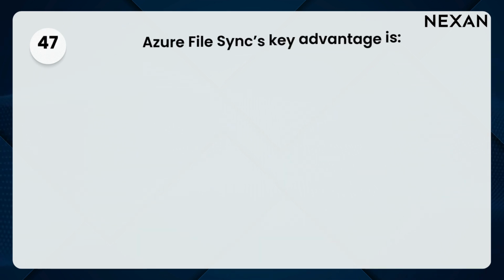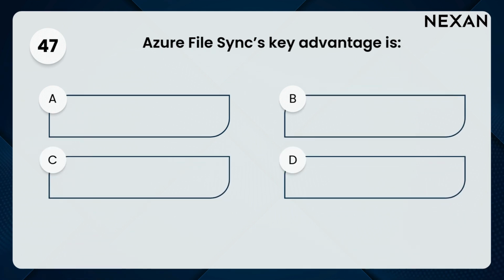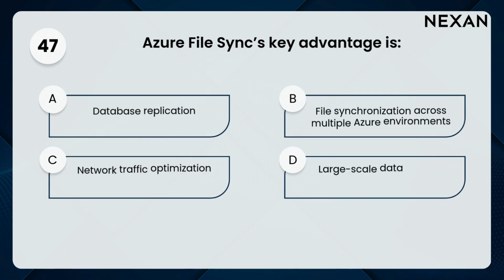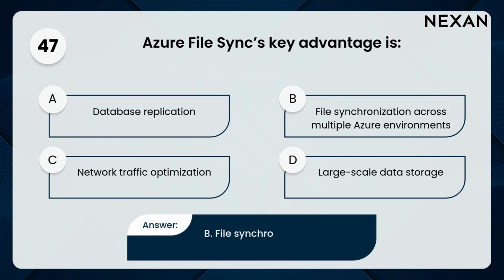47. Azure File Sync's key advantage is A. Database replication, B. File synchronization across multiple Azure environments, C. Network traffic optimization, D. Large-scale data storage. Answer B. File synchronization across multiple Azure environments.